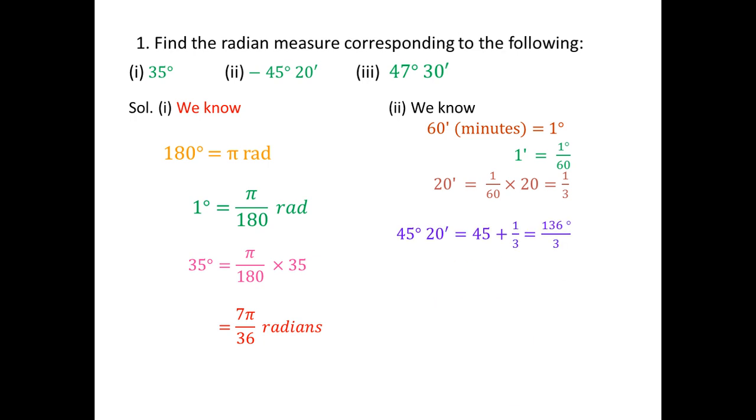For 45 degree 20 minutes, first let us take only the positive value. 45 degree 20 minutes is 45 plus, we just converted 20 minutes into degrees, that is 1 by 3. So we write it as 45 plus 1 by 3. After simplifying, we get 136 by 3 degree. Is it clear?